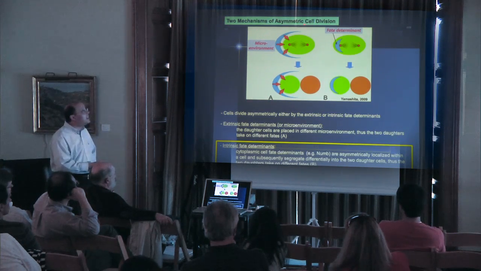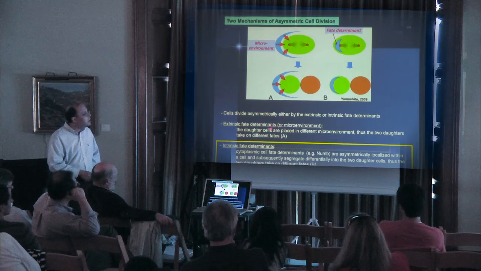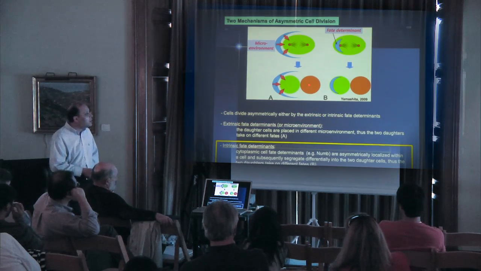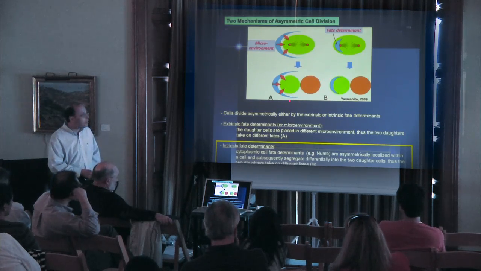There are 2 mechanisms of asymmetric cell division, depending on whether the cell fate determinant is intrinsic or extrinsic. In the case of an extrinsic fate determinant or microenvironment, the 2 daughter cells are placed in 2 different microenvironments and therefore will acquire 2 different fates.